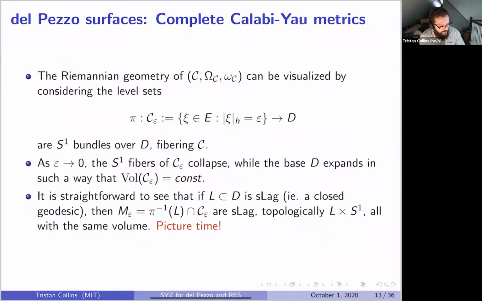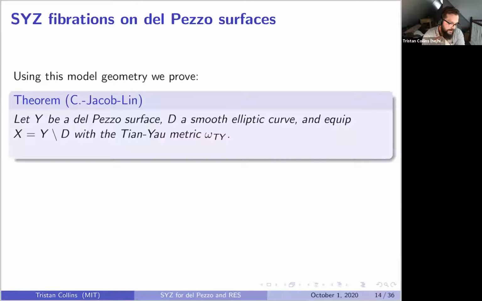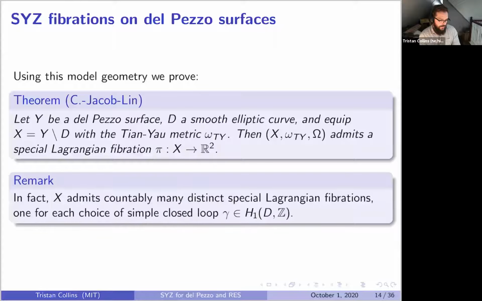Okay, so that's the Calabi model. Using this, we proved, in a paper from last year, that in this situation, if you have a del Pezzo surface with a smooth elliptic curve, and you look at the complement of this elliptic curve and equip it with the Tian-Yau Calabi-Yau structure, then there's a special Lagrangian fibration on this space with base being R2. And in fact, you get infinitely many such distinct special Lagrangian fibrations, because each special Lagrangian fibration essentially amounts to a choice of a closed loop in D. So for every homologically distinct closed loop, you'll get a distinct special Lagrangian fibration.